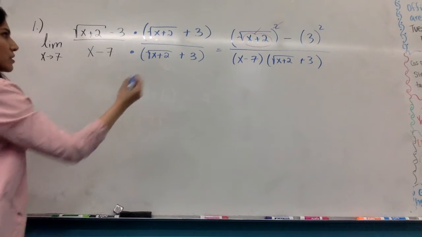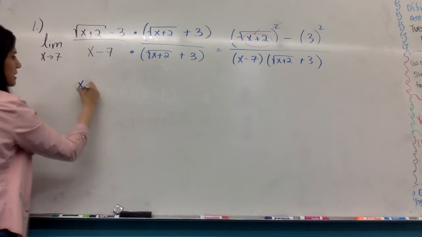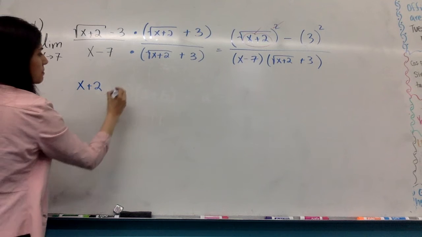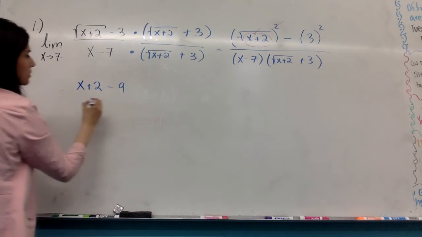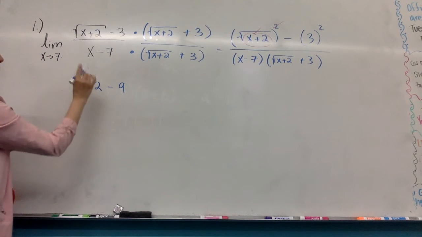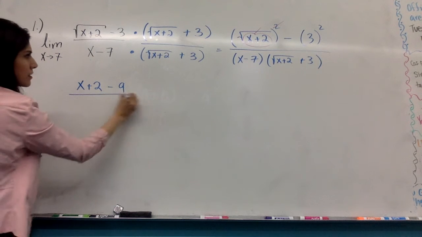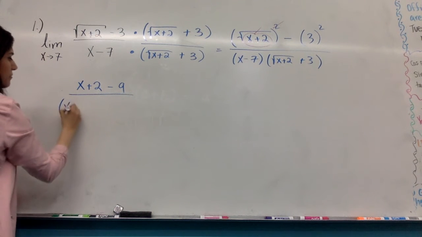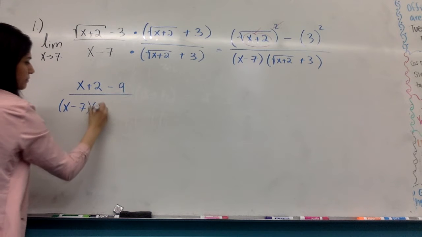Continue to use blue. So what I'm left over with on top is x plus 2 minus 9, because the root went away and the 3 squared became 9, all over, and I'm just going to go ahead and rewrite my denominator.